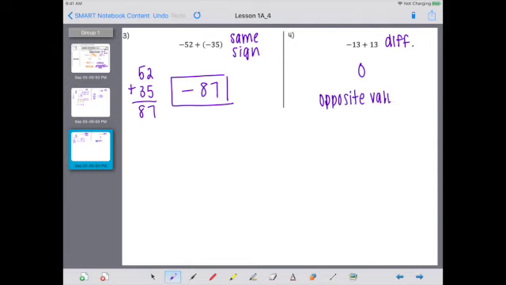Now, they're opposite values. There's a special term for negative 13 and positive 13. These are called additive inverses. You're adding inverse values or opposite values together. That's going to always get you 0.